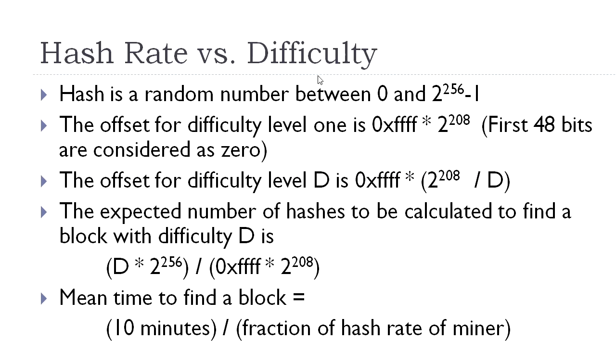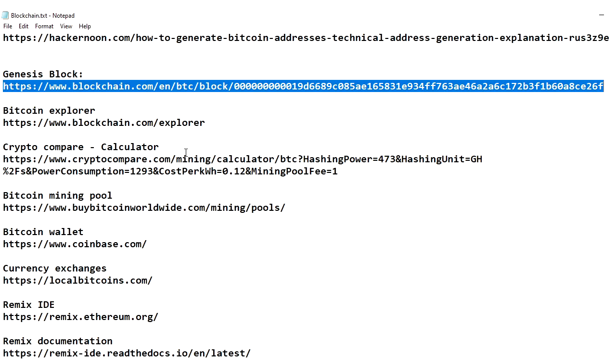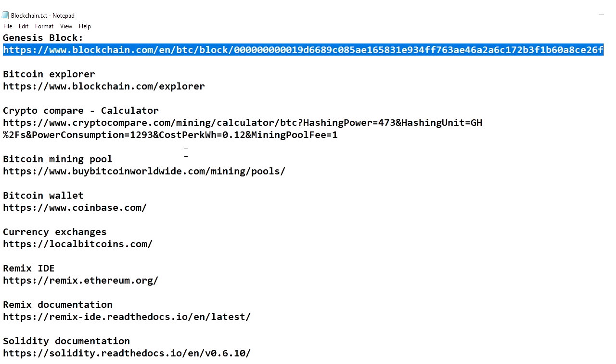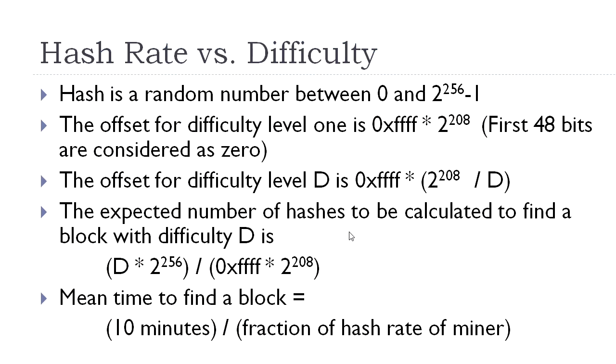So this is what is called hash rate versus difficulty. That is the reason why a particular miner purchasing huge hardware is a very difficult task. That is the reason what they do is, two, three, or some group of miners who have their hardware will combine together and work in coordination. That is called a mining pool.